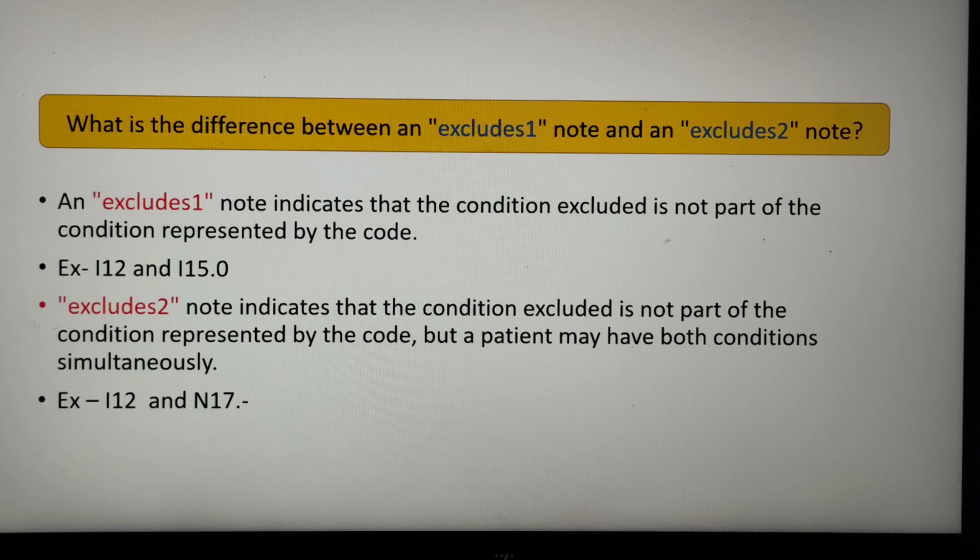Next question, what is the difference between an Excludes1 and an Excludes2 note?